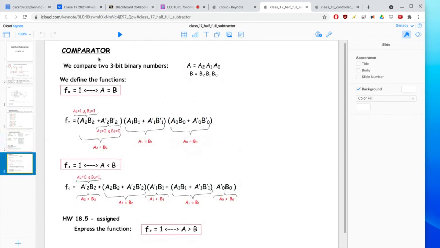The next topic is the comparator circuit. So let's look at that. So now we know how to add binary numbers. We know how to subtract binary numbers, right? We actually know how to build a circuit. Now we're going to learn how to build a circuit to compare two binary numbers. They can be either equal, or one can be greater or less than the other one.